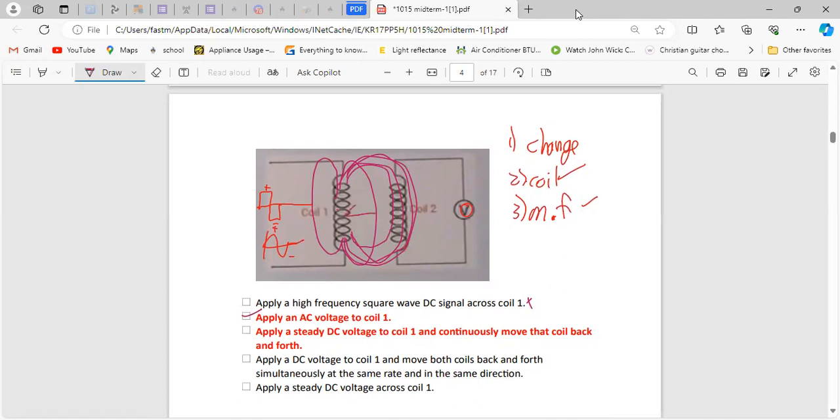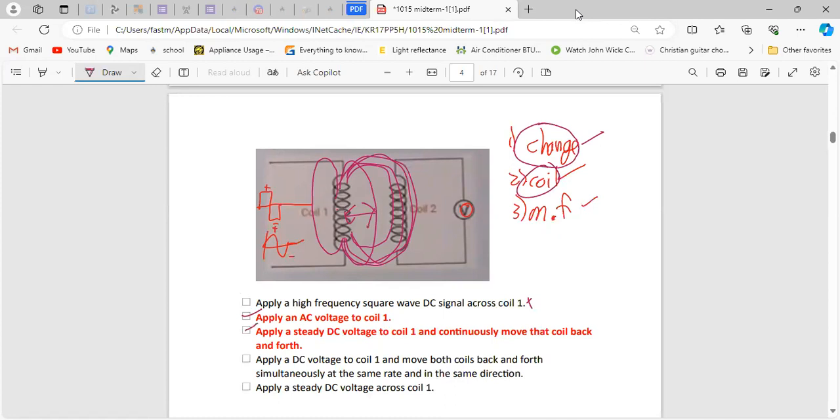I can either move the coil back and forth, that will change the magnetic field cutting it. I can move it side to side, that will change it. Or I could add an AC, meaning the direction of the magnetic field would just change direction continuously. All of that could induce a voltage because you are changing something. Once you have a change, a coil and a magnetic field, you'll get a voltage.